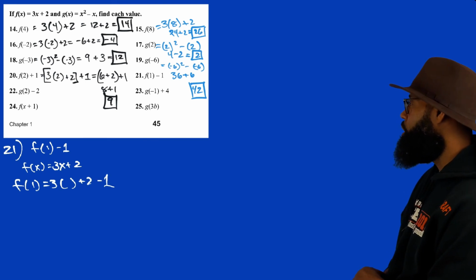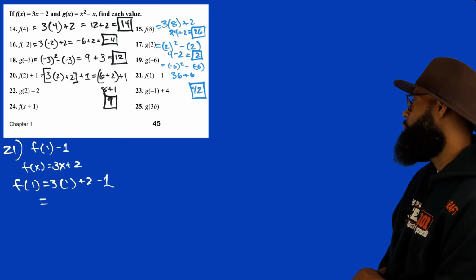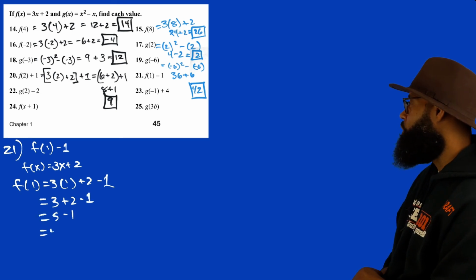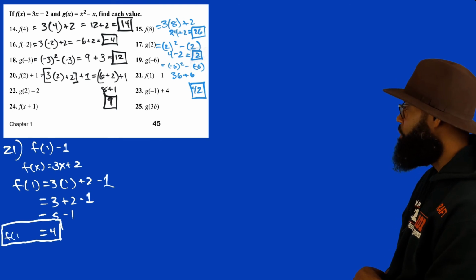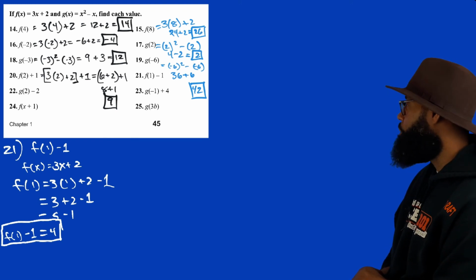We're going to get 3 times the quantity of 1 plus 2 minus 1. 3 times 1 is 3, plus 2 minus 1. So 3 plus 2 is 5, 5 minus 1 is 4, and you can say that f of 1 minus 1 is equal to 4. Real important that you remember that minus 1 is part of it, right?